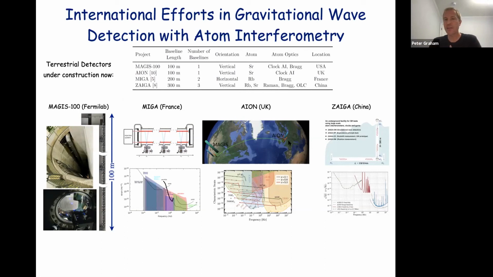And as you know, having a network of gravitational wave detectors is very valuable for being more certain of your detections and learning more about the gravitational wave sources. So that would be the ultimate dream, that we have several of these detectors spaced around the globe, which will really improve our ability to search for gravitational waves. There's also the MIGA detector in France, the Zaiga detector in China. And these are all, you can see, around the 100-meter scale. They're using somewhat different techniques, but many of them are based on these clock atoms that I was talking about. They're at varying stages of construction, but all, I think, really happening, which is very exciting for me.